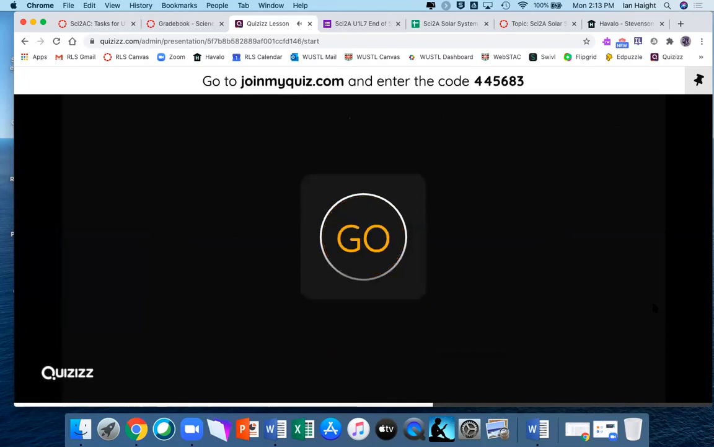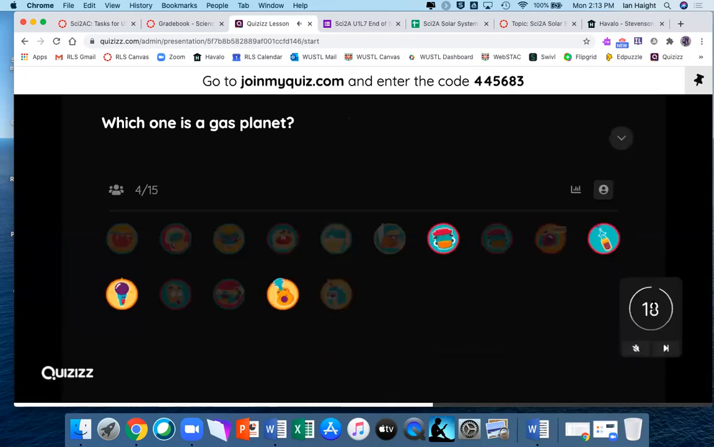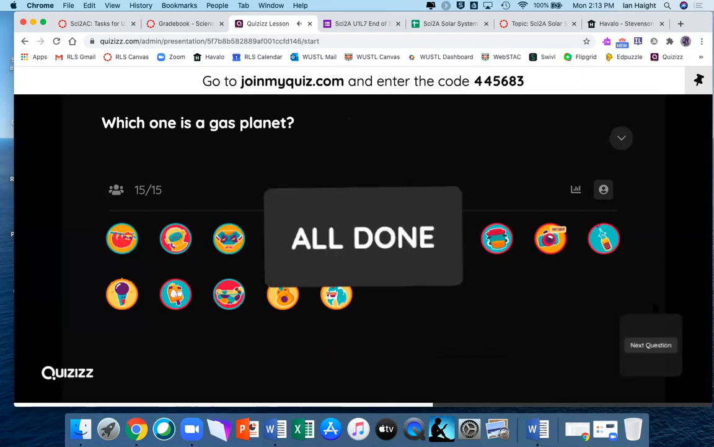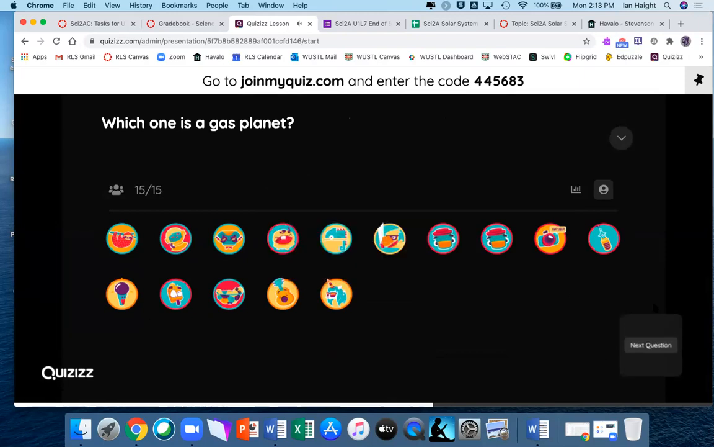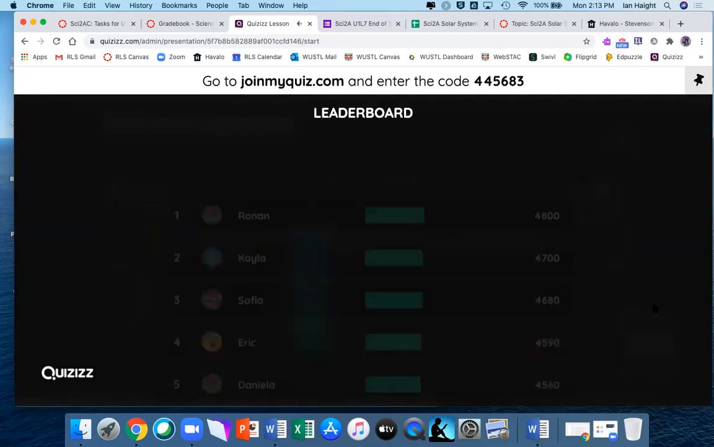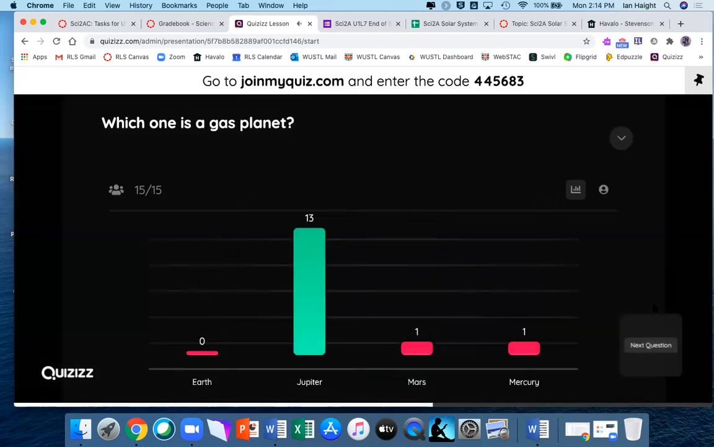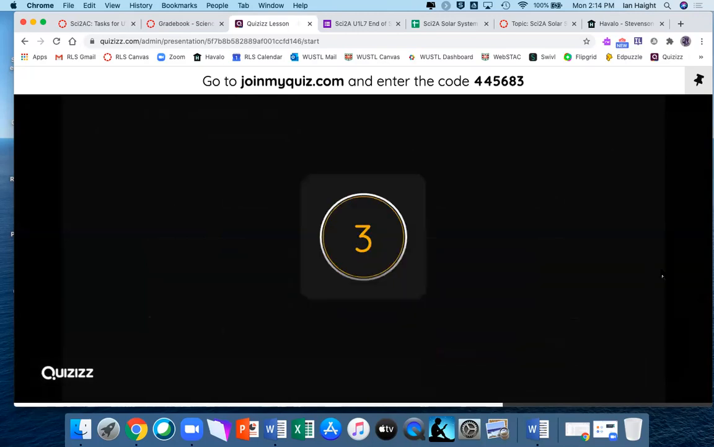Halfway through. It is indeed Jupiter. Again, think of the gas giants being the outer planets.